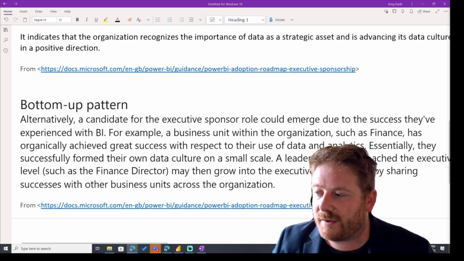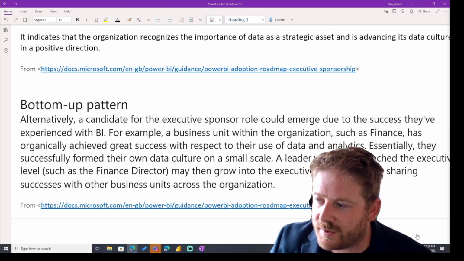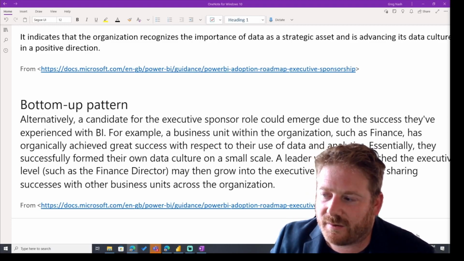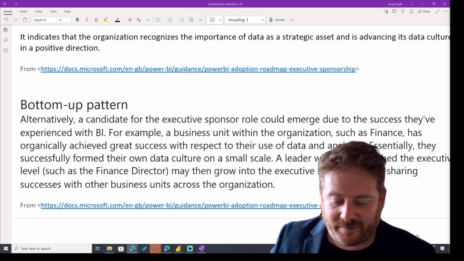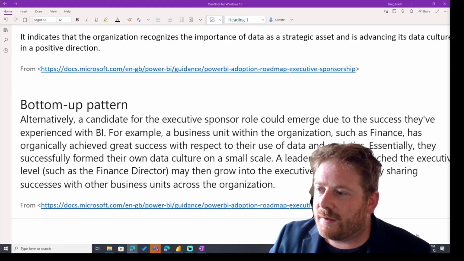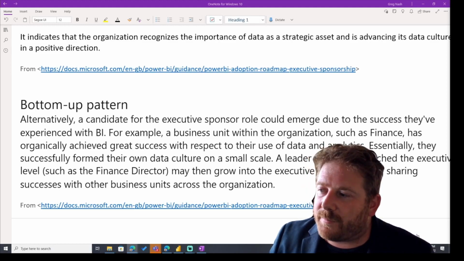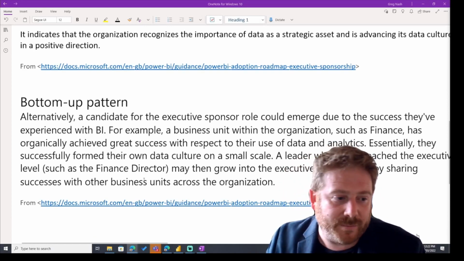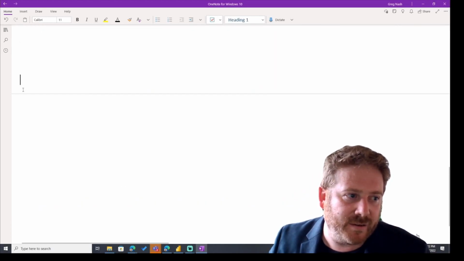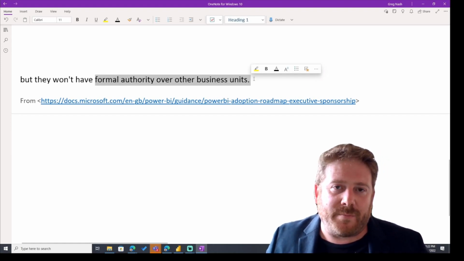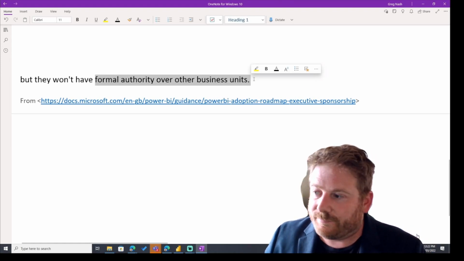The bottom-up approach is more likely to occur in smaller organizations because the ROI and strategic imperative of data culture or digital transformation is not necessarily urgent for the C levels. They've got bigger fish to fry at the time. With the bottom-up approach, your sponsor may be able to make some project progress, but they won't have formal authority over other business units. That's your challenge, right? You don't have formal authority over the other business units. So like I said, it's a marketing job.